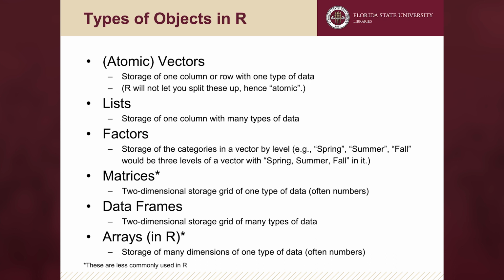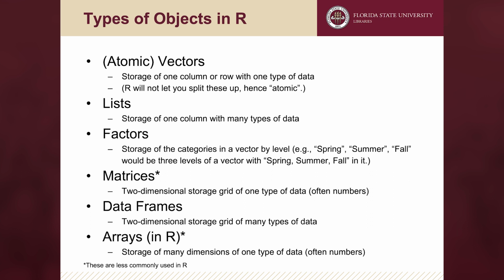Then you have factors. Factors are made from vectors, and they store categories in a vector by level. So the example there is that if you made a vector with a bunch of different seasons in it, you can make a factor that contains one level for every season. Matrices are two-dimensional storage grids with one type of data, usually numeric data. So basically, it's like a two-dimensional vector. And vectors are one row and one column, while a matrix can contain multiple rows and multiple columns. So these are not super common.